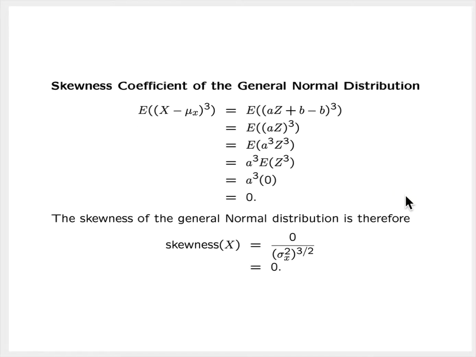Now let's continue on, and let's derive the skewness coefficient for the general normal distribution. And again, using the same kind of argument that we used for the second central moment, we find that the third central moment is 0. The variance is positive, and so the skewness coefficient is well defined, and it is equal to 0.